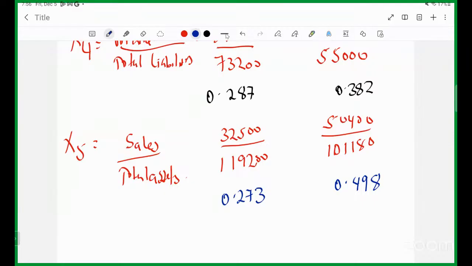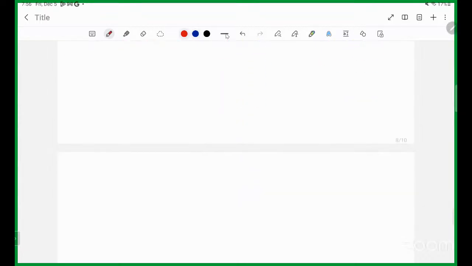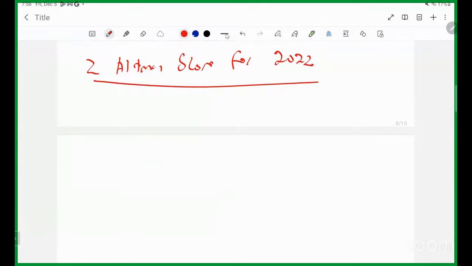Now you have got your figures. What do you think we are going to do next? We are going to get the Z score for both years, 2022 and 2023. Let's remember the parameters and how we make the decision. So for the Z Altman score for 2022, we start from X1.